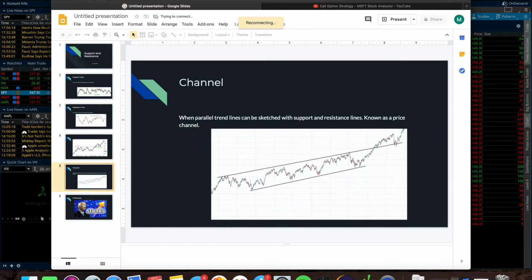Another important thing we're going to be talking about is channels, and this is when parallel trend lines can be sketched with support and resistance lines, known as a price channel. You see how the stock follows this channel? So you could buy in over here, hold up, and when it reaches the resistance of the channel, you have lots of sellers, and we are going higher and higher, and this is what is also called an uptrend, and we can also have a downtrend.